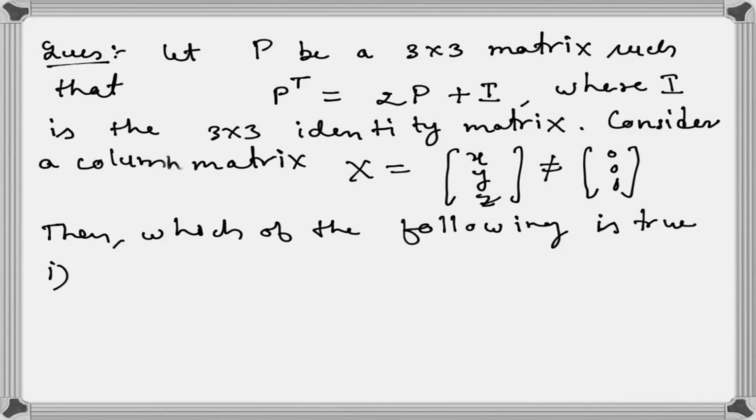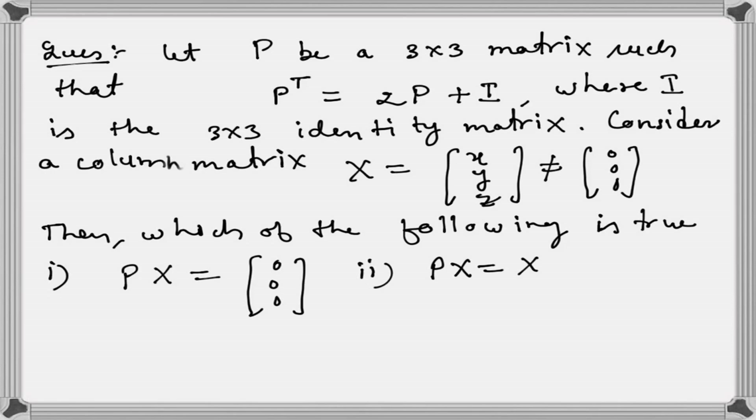So the first option is Px is equal to (0, 0, 0). The second option is Px is equal to x. The third option is Px is equal to 2x, and the fourth one is Px is equal to minus x. Okay, so let's solve this problem.